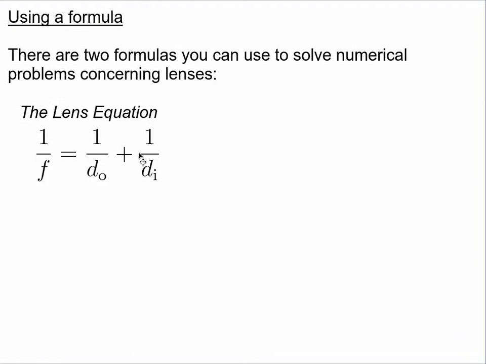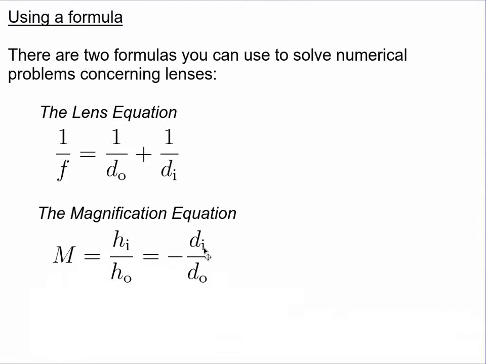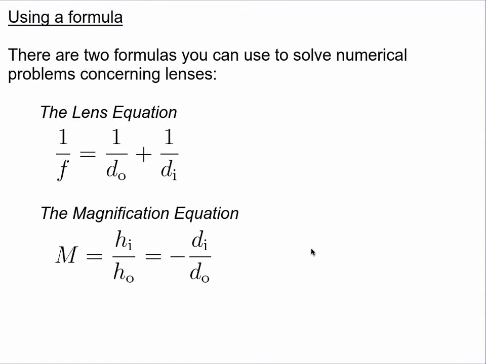The first is the lens equation. 1 divided by the focal length equals 1 divided by the object distance plus 1 divided by the image distance. The second equation is the magnification equation. The magnification equals the image height divided by the object height, which equals minus the image distance divided by the object distance. Now remember what these things mean.